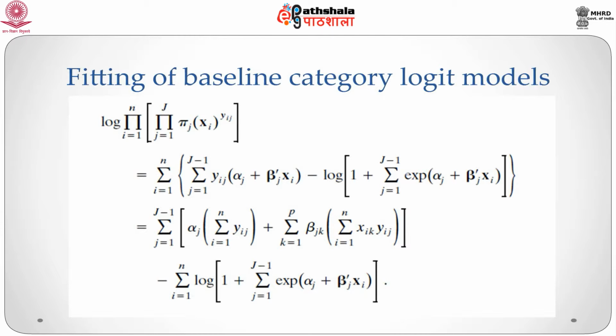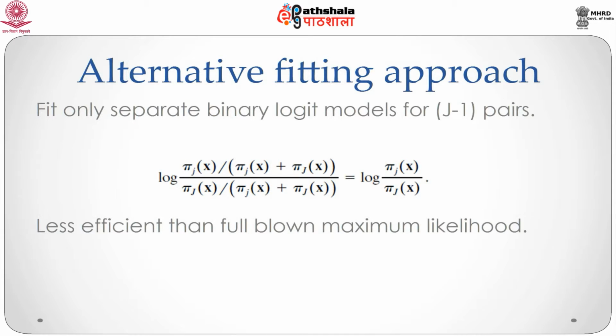The sufficient statistic for beta jk is summation over i of xik yij for j equal to 1 to capital J minus 1 and k equal to 1 to p. The sufficient statistic for alpha j is summation over i of yij, that is the total number of outcomes in category j. The log likelihood is concave and thus Newton-Raphson methods are required for actual fitting.